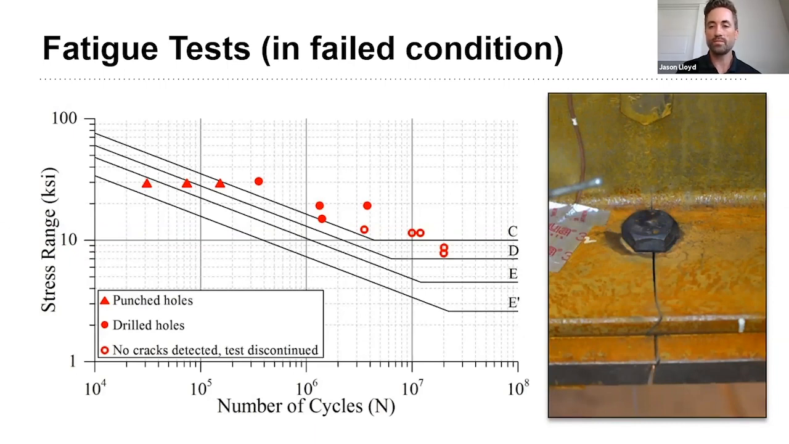Fatigue life in this case was the number of cycles from after fracture of the first component until a second component was significantly cracked. We tested both punched and drilled holes, high-strength bolts, and hot-driven rivets. The plot also accounts for amplified after fracture net section stresses. As you can see, punched holes resulted in category E prime resistance following fracture, and drilled holes came out as a category C. Again, keep in mind that this is fatigue resistance in the presence of a fractured component.